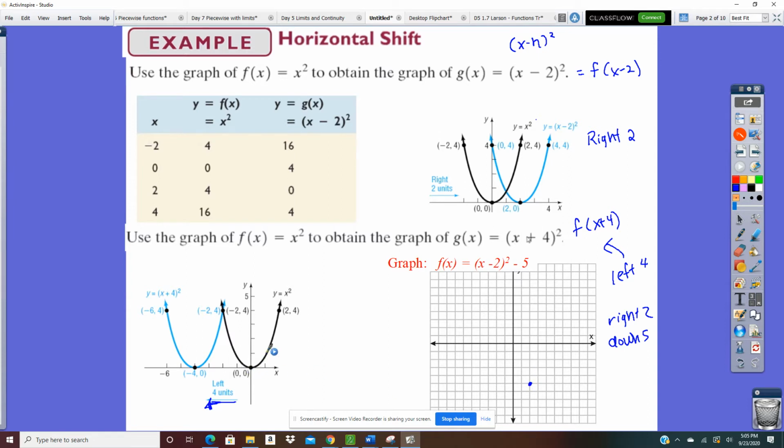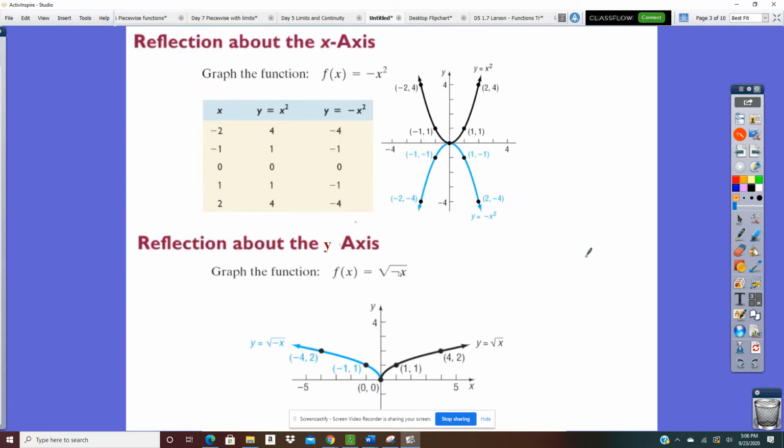And then my key points are my original parabola. Go 1, 1, and then 2, 4. And then I just moved it over right 2 and down 5. Okay, so here's my new parabola. There you go. All right, so that was horizontal and vertical. Hopefully that sounds familiar. Now we're going to go on to reflections.